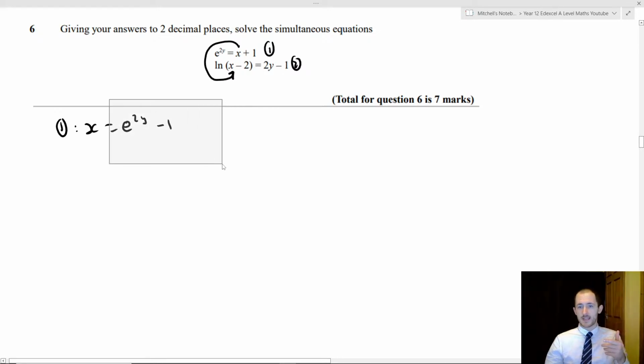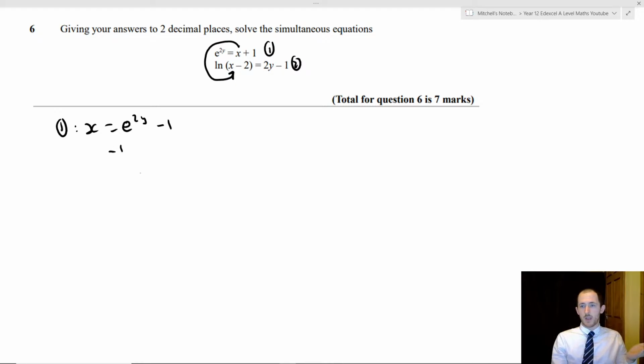So I can now sub this in to this. However, what might make my life a bit easier is if I make it look like ln x minus 2. So that's minus 1 from both sides. Minus 2 from both sides, even. I can count. x minus 2 equals e to the 2y minus 3.